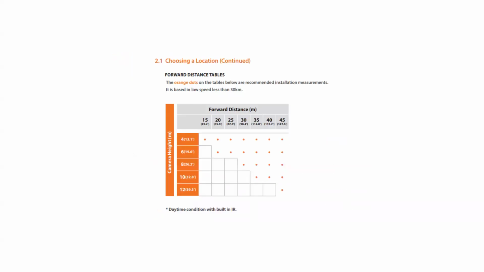And we have this chart here. Again, you'd have to check this chart for each specific model, but it's showing you, based on your camera height in meters and then feet, what forward distances would work. Obviously, the higher the camera goes, we have to then move the camera further out because of the angle, because we don't want the angle to be too steep that we then can't read the plate data.